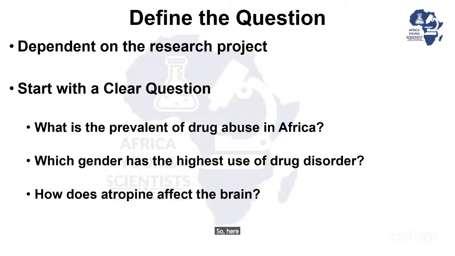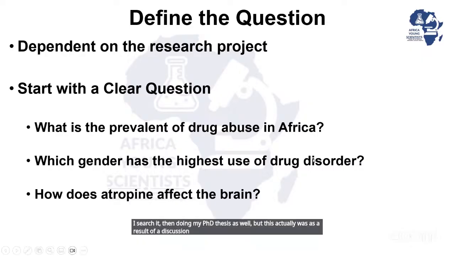So here, when I was trying to build up my proposal and the rudimentary part of my thesis, the introductory aspect, just to even know whether drug abuse is even a problem in Africa, I was trying to see what the data shows, what the data look like. Now this next one, I searched during my PhD thesis as well, but it actually came as a result of a discussion with a colleague of mine.